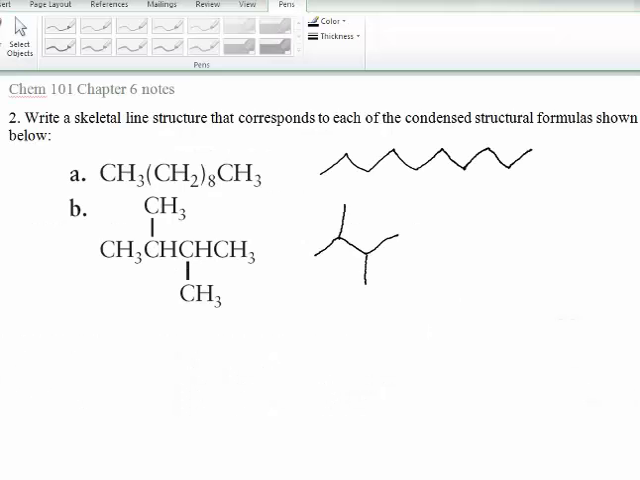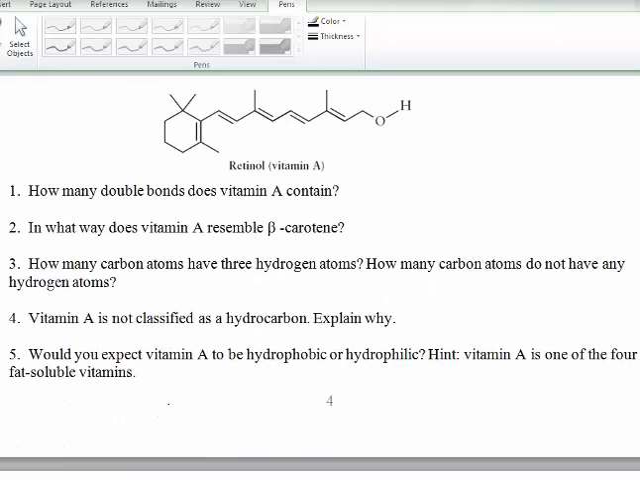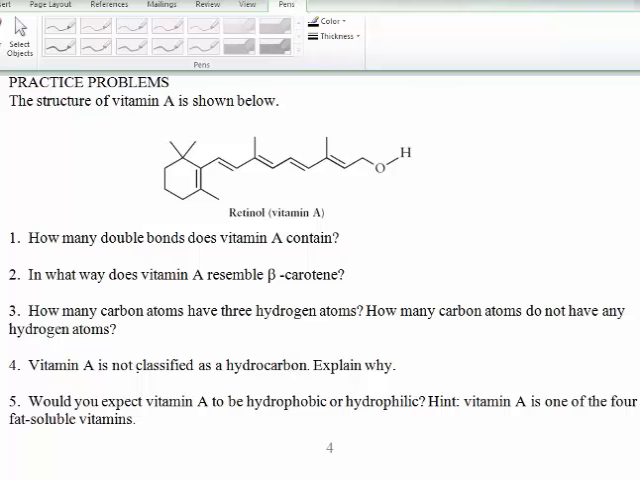So let's look at this practice problem here. Here's the structure of vitamin A, or retinol. How many double bonds does vitamin A contain? Well, again, this is the skeletal line structure, so we look at the parallel lines to find double bonds. There's 1, 2, 3, 4, 5. There are 5 double bonds. In what way does it resemble beta-carotene? Well, it is a polyene, and it's essentially half of beta-carotene.